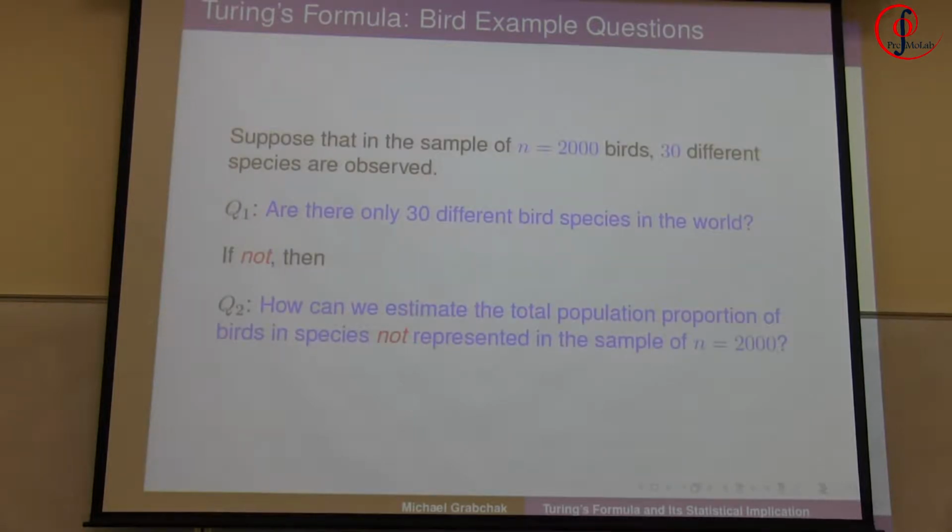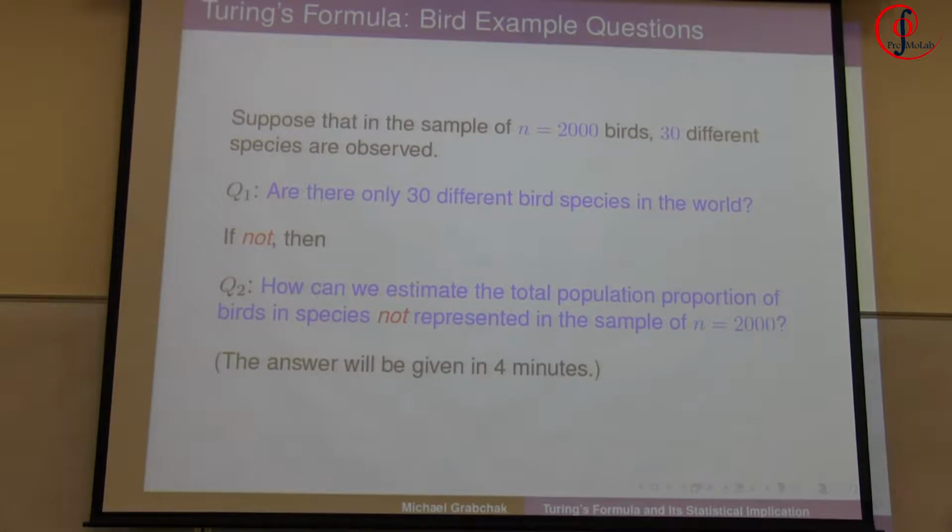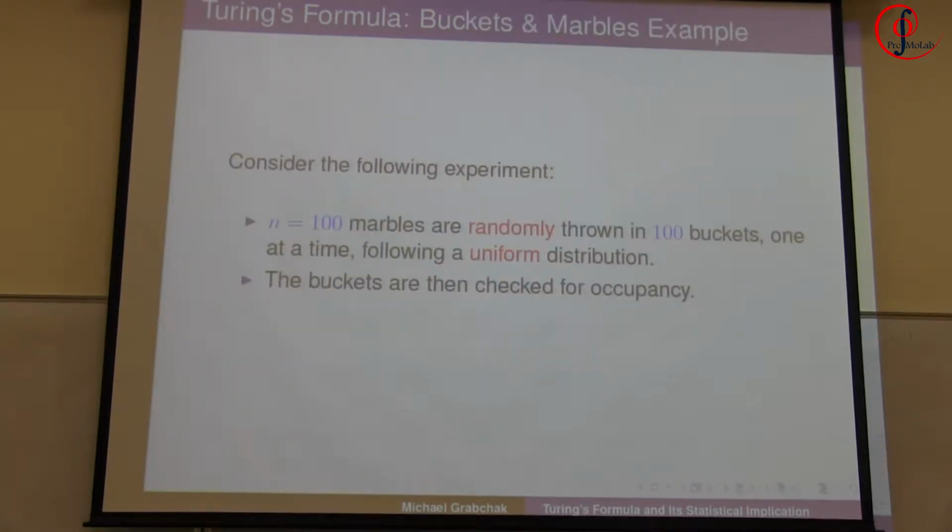So what can we say about the probability that the next bird that we observe will not be one of the species we have seen thus far? That's the kind of idea that Turing's formula gets to, and I'll get to the formula in just a little bit. But I want to first go on to maybe a second example to motivate the discussion.